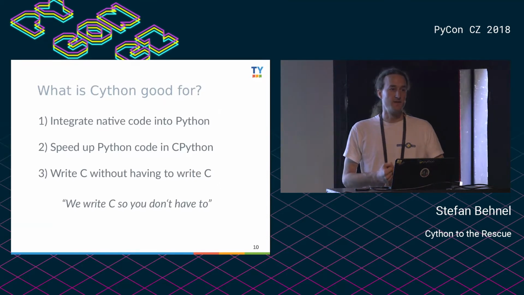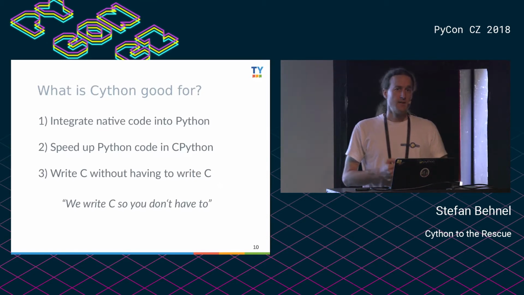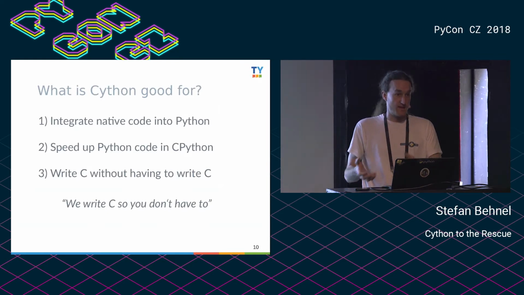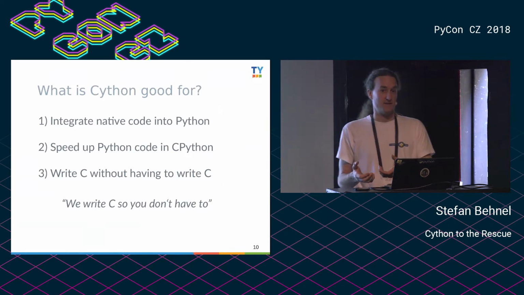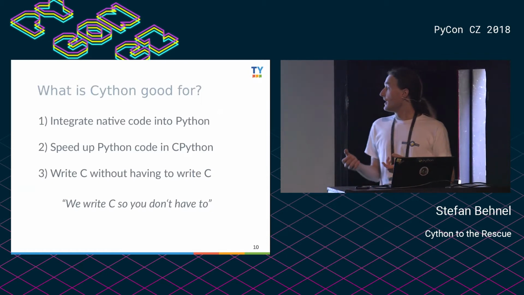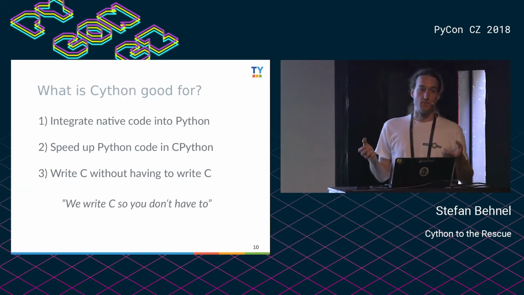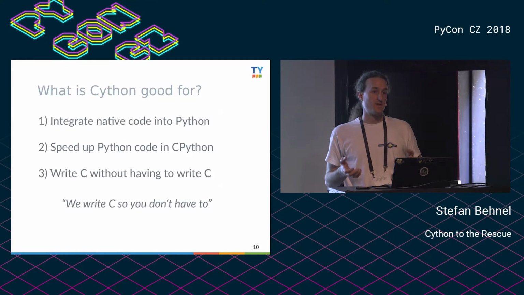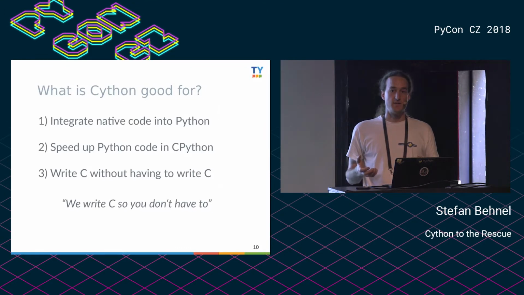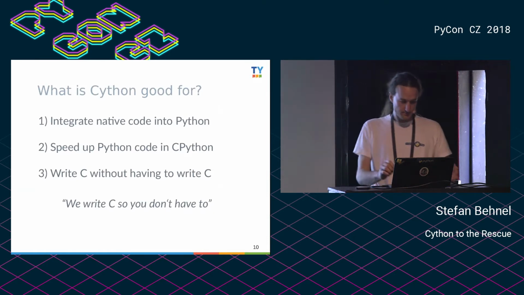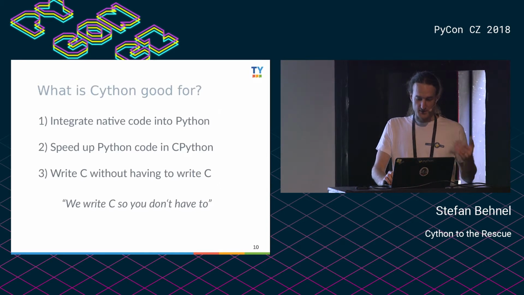They are programmers by need, meaning their goal is to solve a problem, and the only way to solve that problem is by programming. So they learn programming, okay? And they're not software engineers. They are programmers by need, okay? And that is the reason why they're using Python. That's also the reason why they're using Cython, because Cython makes it easy for them. Both Python and Cython make it easy for them to solve their problems with programming. Basically, we write C so you don't have to.